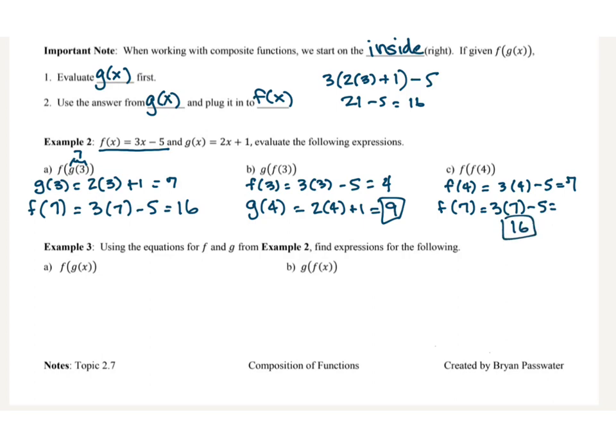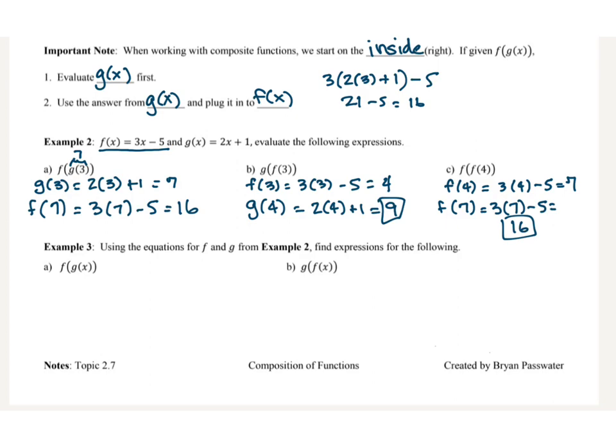Well, I suppose we could say f of 4 is equal to f of g of 3. Who knew? What does that mean? g of 3 and f of 4 are equal.